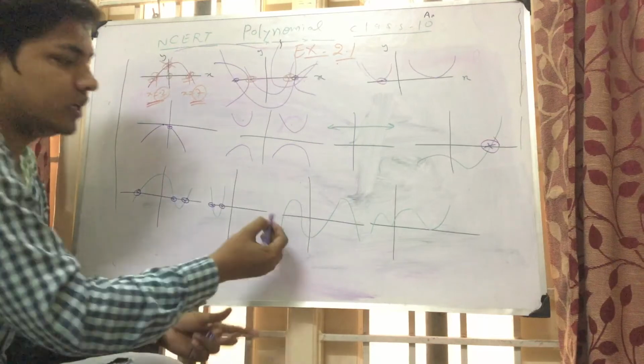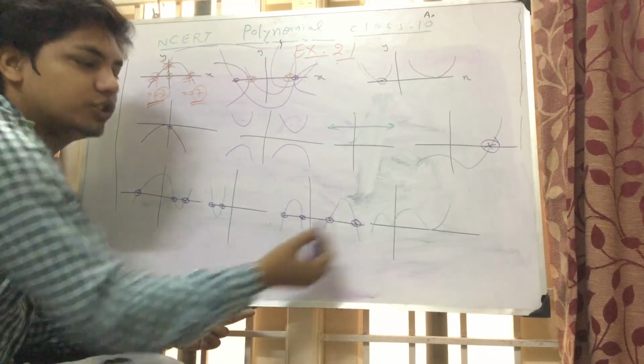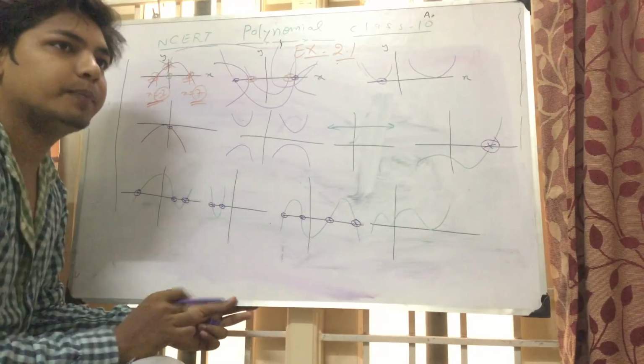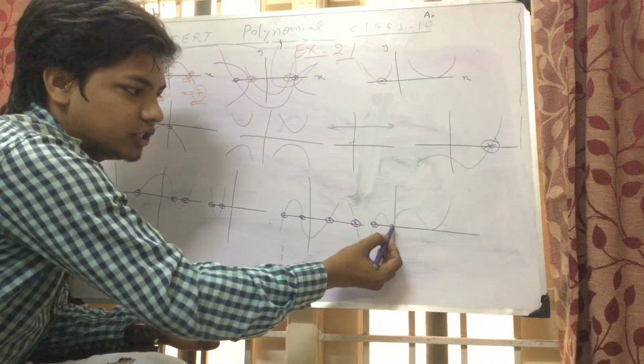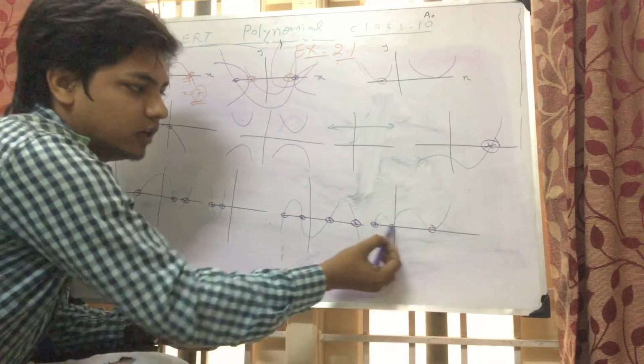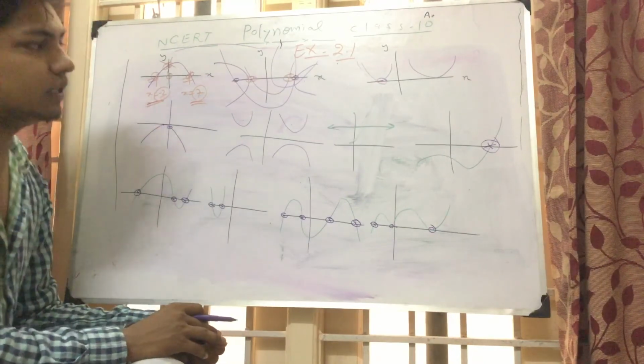That's all. Here we are having 1, 2, 3, 4. So 4 zeros for this particular graph. And here 1 cutting, 1 touching, 1 touching. So 1, 2, 3. Done. So exercise 2.1 is done. Okay then. Pause the video.